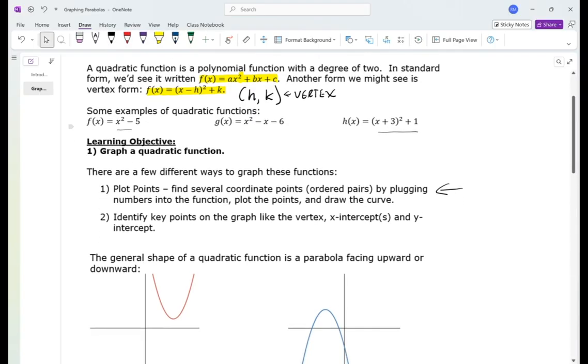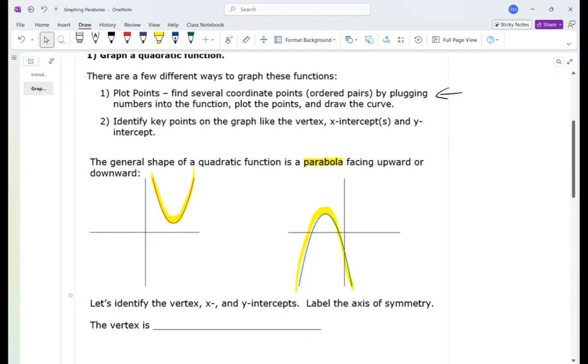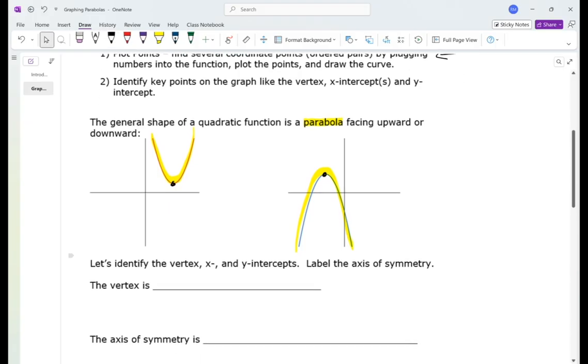First of all, we need to know that the shape of a quadratic function is a parabola that can either face upward, can be happy, or downward. And the highest or the lowest point is the vertex. So the vertex is either the highest or lowest point, depending on which way it's facing. The highest point would be if it's facing like this. The lowest point would be if it was a happy one.